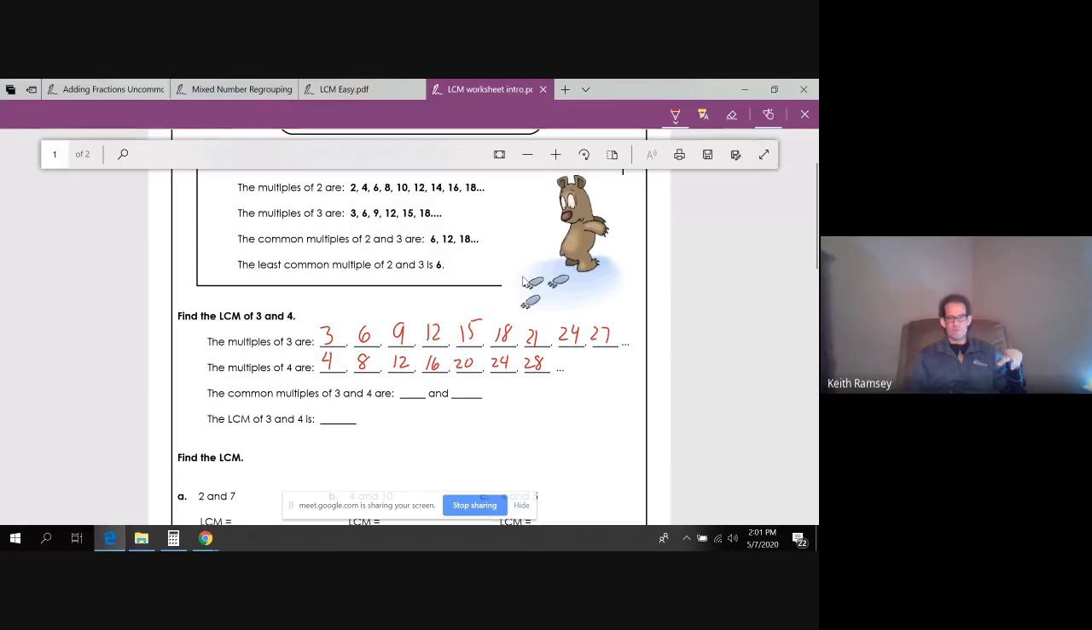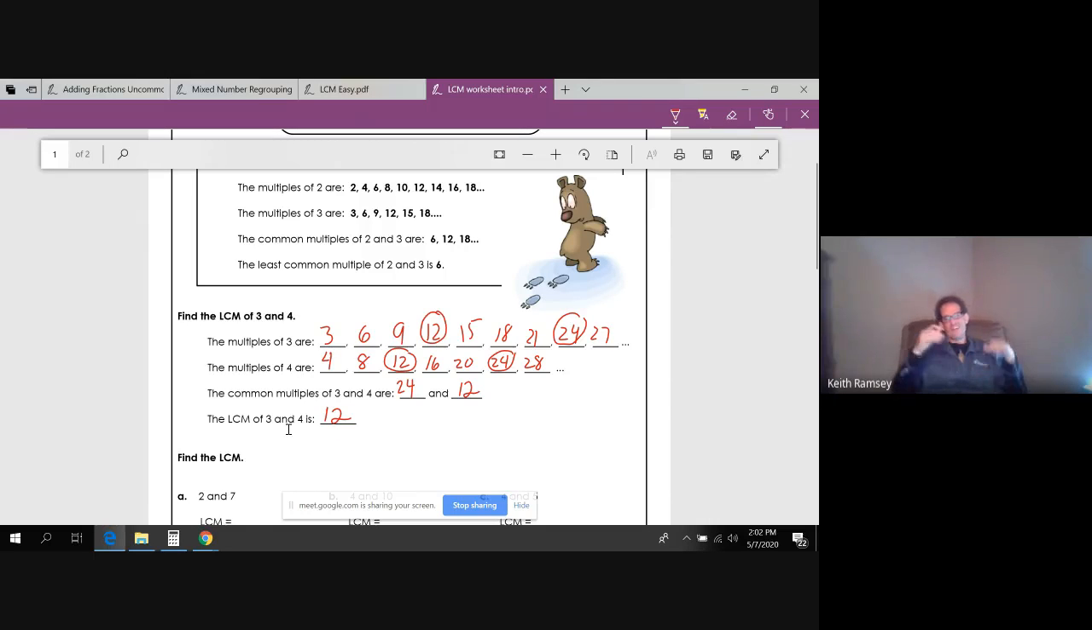Our common multiples between 3 and 4: I see that both share 24, so I definitely write down 24. But there's also another one, 12. I know 4 times 3 is 12, but I also know 3 times 4 is 12. So I have two common multiples, 24 and 12. The least common multiple is the first one, so you'd say it's 12.